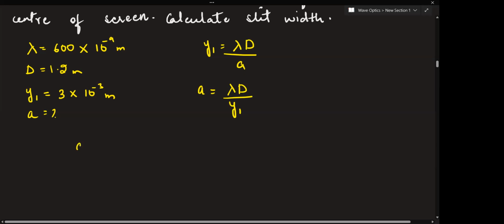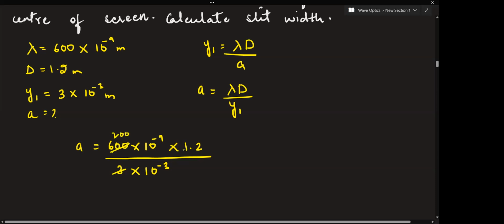So let us put all the values of A. Lambda is 600 into 10 to the power minus 9, D is 1.2 and y1 is 3 into 10 to the power minus 3. So on solving, this will be 200, and multiplied it will be 2.4. So A will be 2.4 into 10 to the power minus 4 meters. Is it clear? Yes, ma'am.